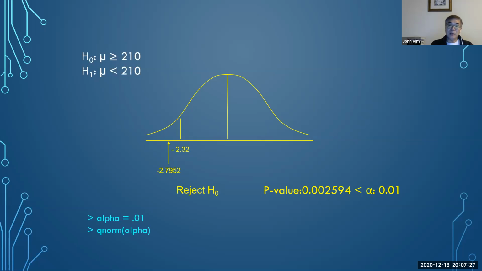So say again, like a real situation. Your manager asks you, is the sales less than 210 this year? Then yes, test like this. And then statistically, it is less than 210.